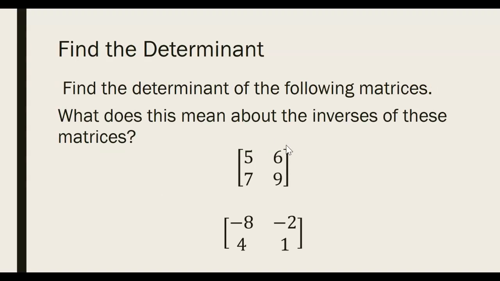So let's scroll to this example, or these two examples here. Let's find the determinant of these two matrices. I want you to push pause on the video and try to find the determinant, ad minus bc, and then tell us, based on that determinant, if an inverse exists for that matrix or if it doesn't.